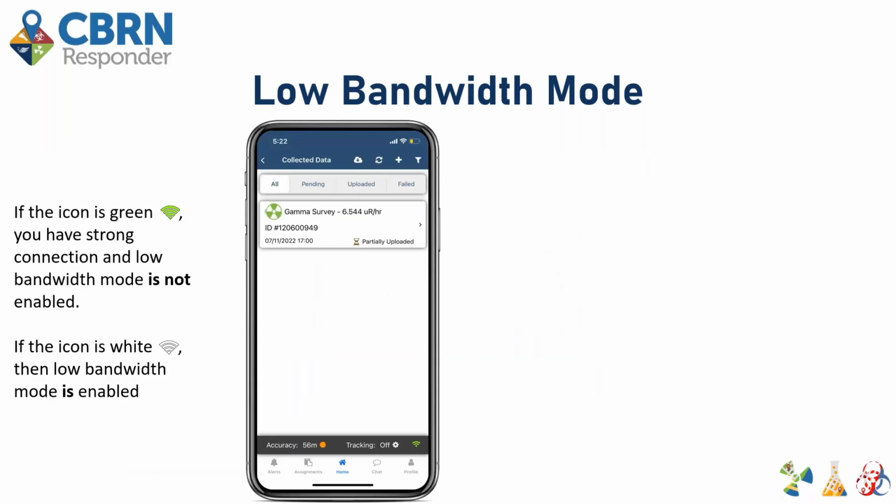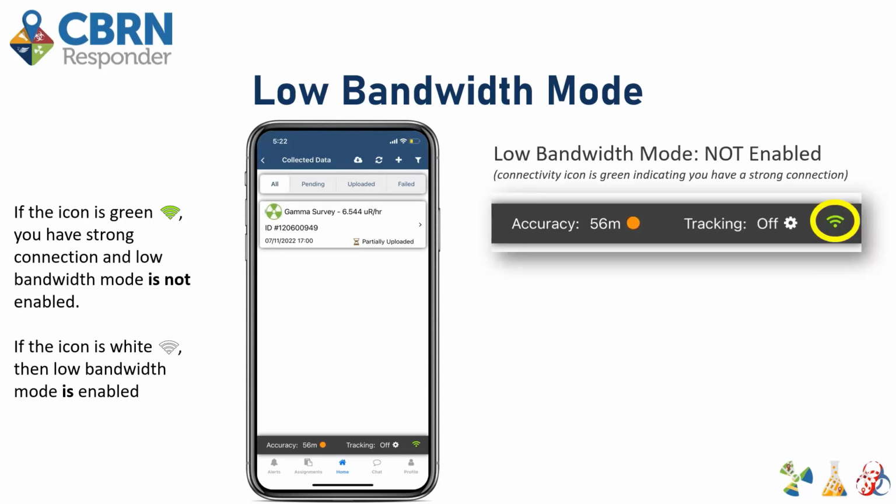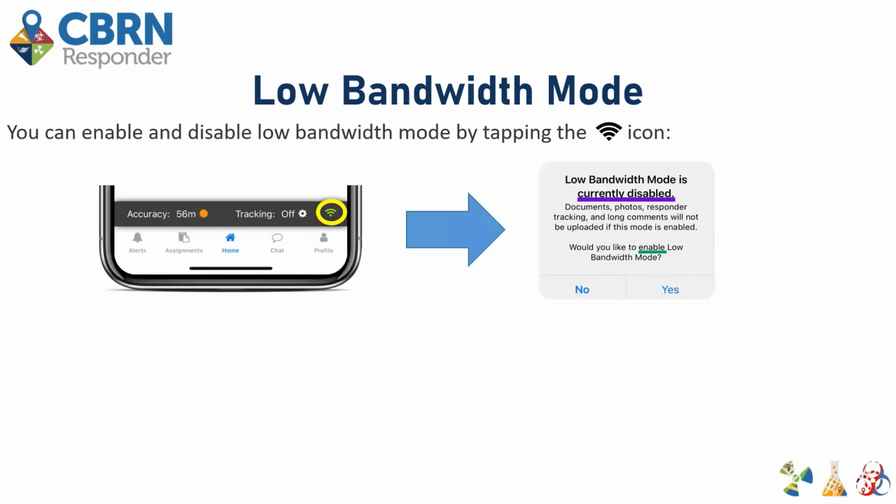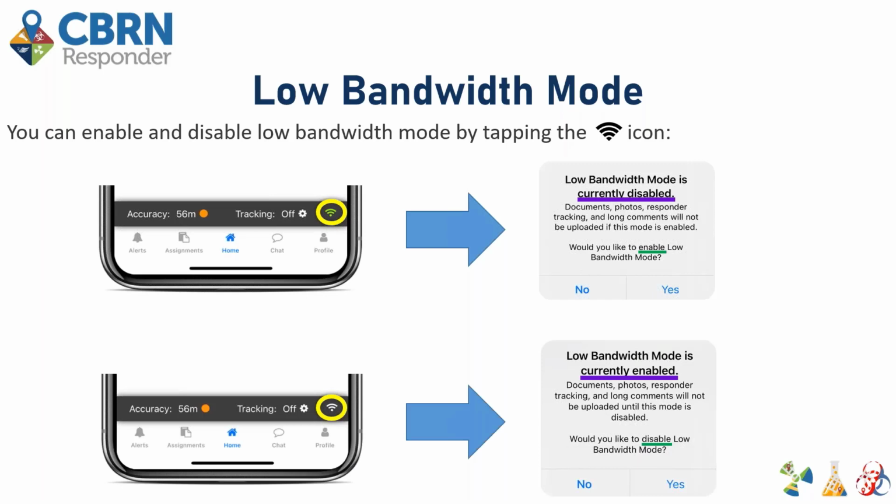So here at the bottom, like I mentioned, if the icon is green, that indicates that you have strong connection and low bandwidth mode is not enabled. If the icon is white, then you have poor connection and low bandwidth mode is enabled. And this is also where you can change it as well. So if it's green, I can select that. It will let me know that low bandwidth mode is currently disabled, but I could manually enable it if I wanted to. And vice versa. If low bandwidth mode is enabled and I want to disable it, I can do so from here as well.